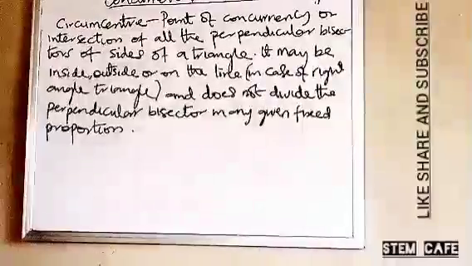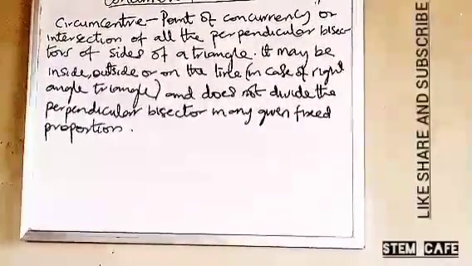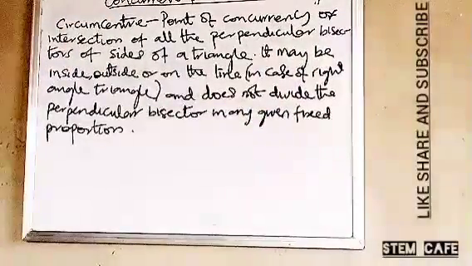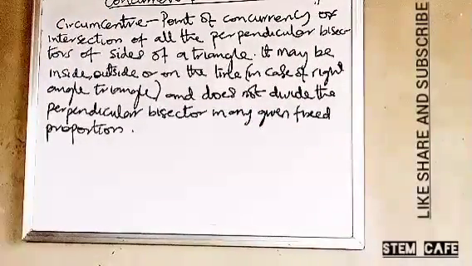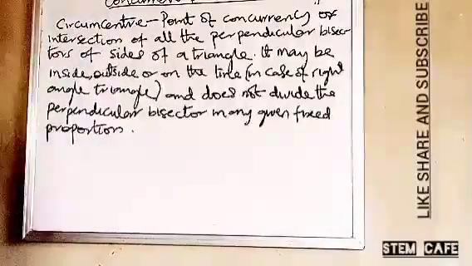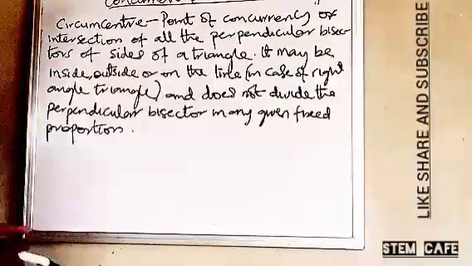Now let's talk about the circumcenter. This is the point of concurrency or intersection of all the perpendicular bisectors of the sides of the triangle. It may be inside, outside, or on the line, that is on the hypotenuse in case of a right angle triangle, and does not divide the perpendicular bisector in any given fixed ratio.